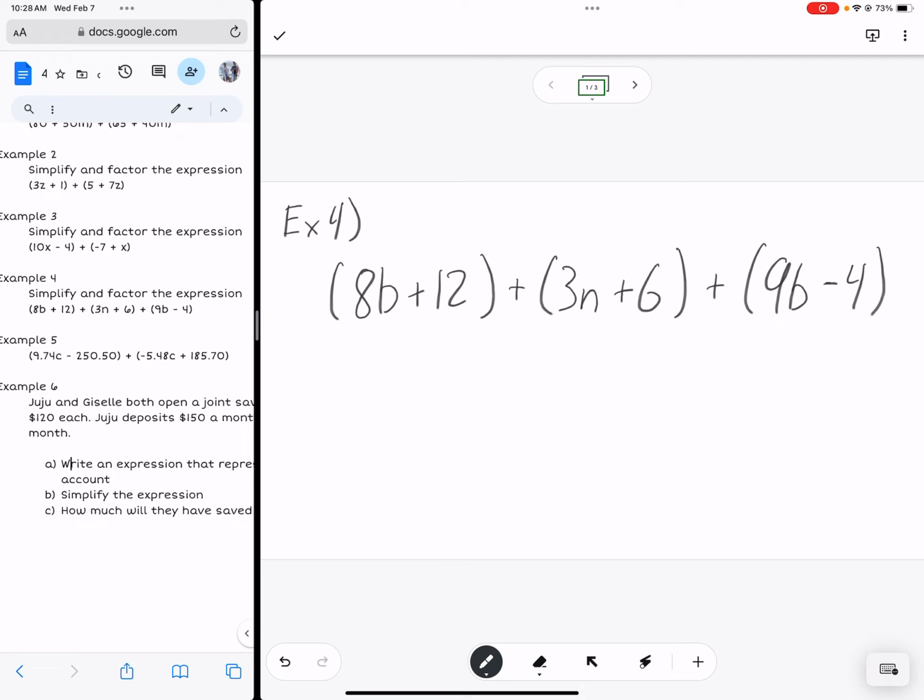So, for example 4, this is our problem. And again, we have addition right here and right here, which means we're able to use the associative and commutative property.